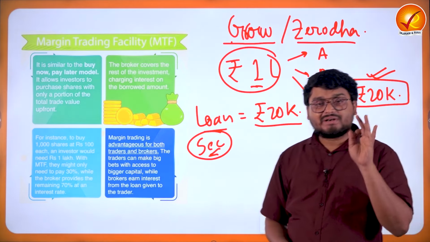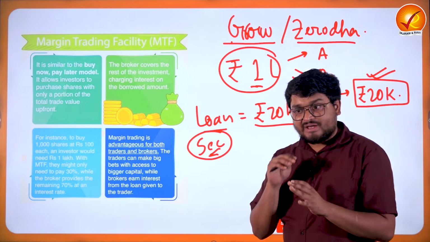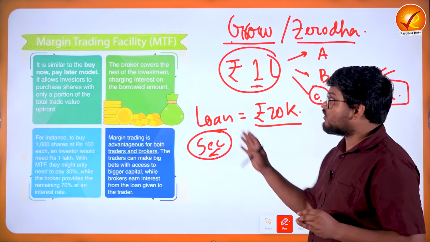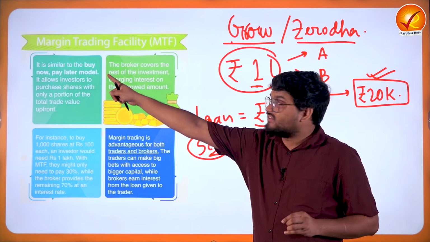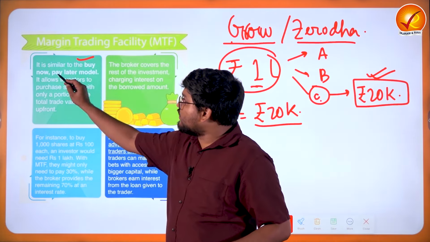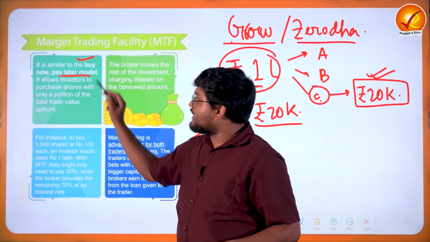Now, there is a particular kind of trading, or buying and selling shares in the market, which we talk about as marginal trading facility. It is similar to a buy now and pay later model, where it allows investors to purchase shares with only a proportion of the total share value.